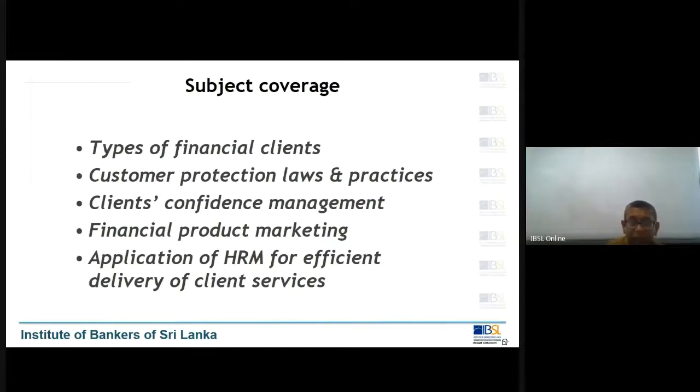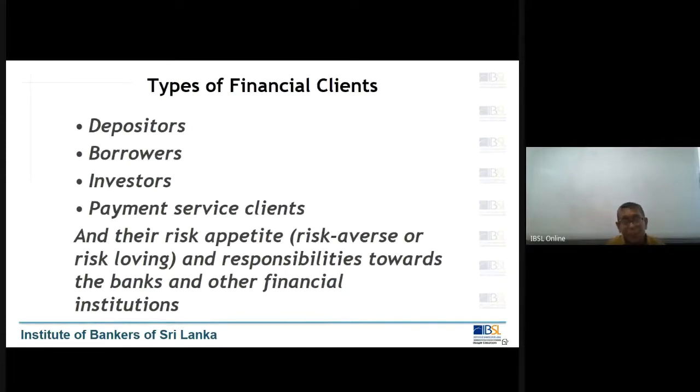Under financial client management, now we try to discuss in a little detail all these key areas. What are the things covered under this main subject area? Okay, first we take types of financial clients. So what are the things we are going to learn? You know, there are different types of bank customers. One customers are depositors who deposit money with the bank. Some customers are borrowing from the bank, right? We call them borrowers. Okay. Some people invest money in banking products. We call them investors. And some people are obtaining certain services, payment services, from the bank. Customers who obtain these services from the bank, we call payment service customers or clients.